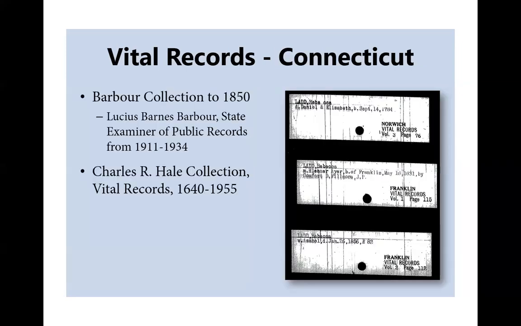Early Connecticut vital records to about 1850 were collected under the auspices of Lucius Barnes Barber, and there are 2 formats for the record. One is an alphabetical card index, as you see on the right-hand side of your screen, and the other is bound books by town, and within the town, the records are alphabetical. The workers who were employed by Lucius Barber transcribed the original town records.